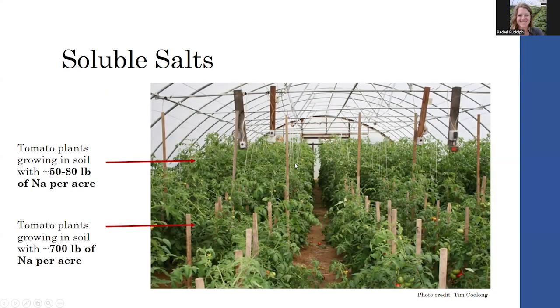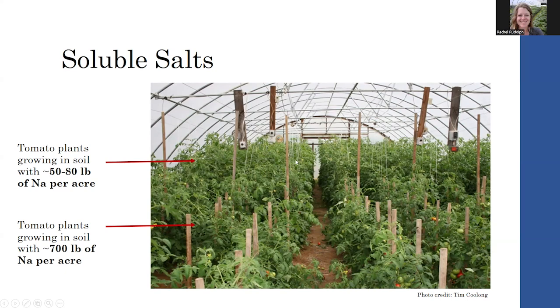Here's an example of that. These tomatoes are growing in soil with about 700 pounds of sodium per acre. And these tomato plants are growing in soil with 50 to 80 pounds of sodium per acre. What has happened here is the grower built a high tunnel, and then they decided to extend the length of their high tunnel. So the lower half of this photo is the original part of the high tunnel. And so this is after years of fertilizer buildup.